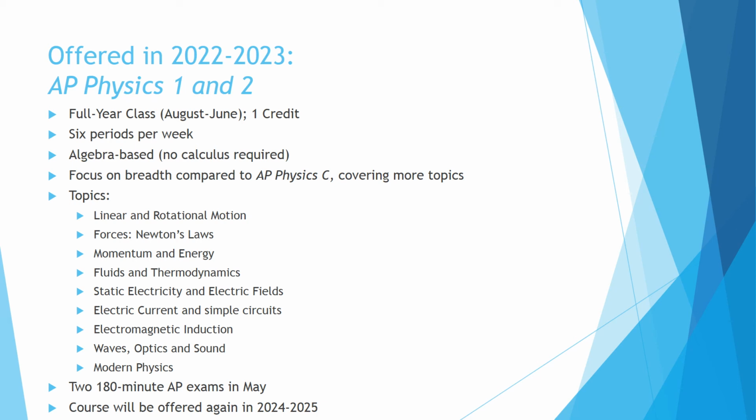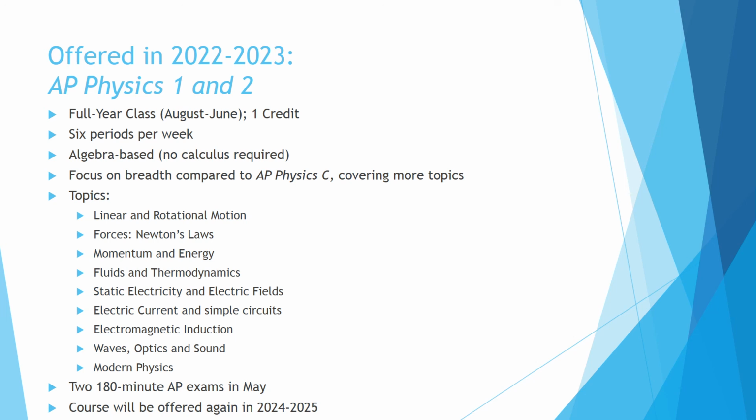Then, of course, if they're rising 11th graders, AP Physics 1 and 2 will be offered. That is a 1-credit course, 6 periods per week, but it's algebra-based, not calculus-based, and it covers more breadth, and also it covers those topics with a bigger focus on explaining physics concepts rather than using equations. So it uses many more words in terms of talking about physics rather than derivations, calculations, and those kind of things. Topics are linear and rotational motion, forces, Newton's laws, momentum and energy, fluid and thermodynamics, static electricity, circuits, electromagnetic induction, waves, optics, and sound, and modern physics.